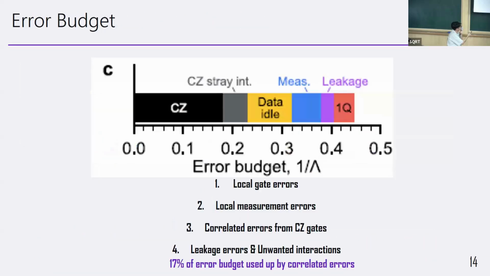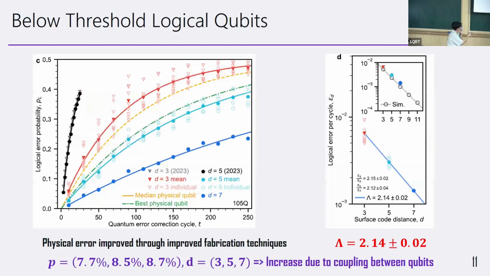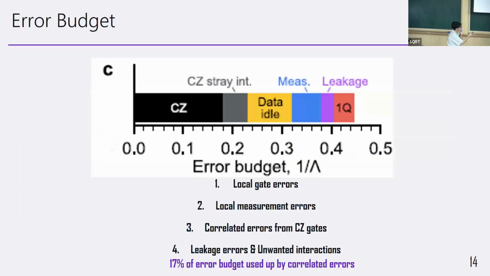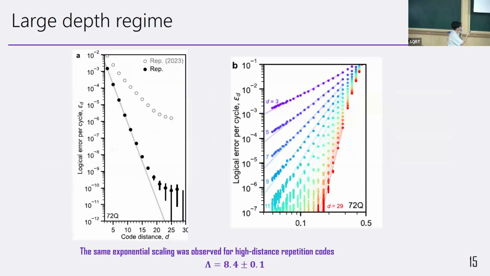We've looked at the main results. So basically, to recap, they did reach the error threshold for 3x5x7 actual experiment. They found a lambda of 2.14. They also found that only 70% of the error budget is used by problematic errors for the surface code, which is good. They also found through a simulation that for high distance repetition codes, you can actually reach a lambda of 8.4.